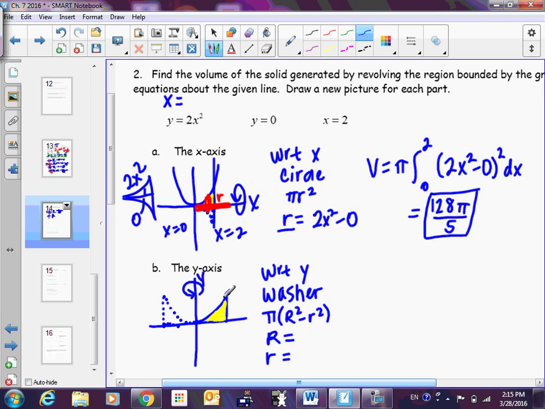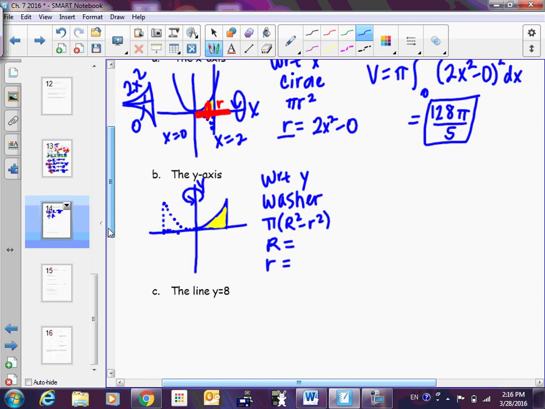Because if I want to call on this curve, I need not to use 2x squared. What is it going to be instead? Yeah, square root of y over 2. And if you wrote it slightly different, that's fine. Okay. So here's what my washer is going to look like. Outer edge to outer edge circle, and then inner edge to inner edge circle. And it ends up looking like a washer.